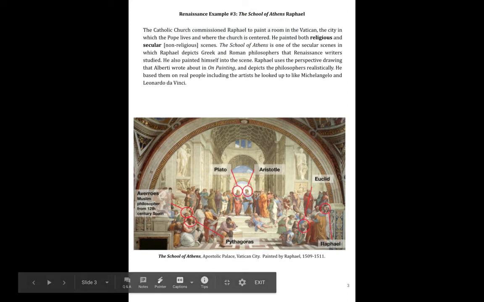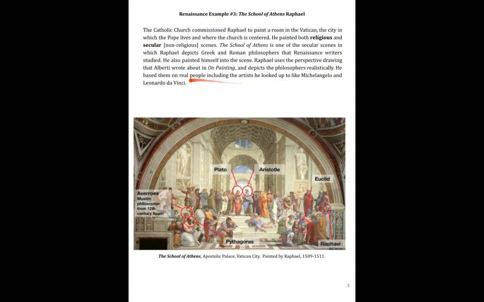So for each of these examples, read through the information on the top and then examine and read the caption below to understand a little bit about what is in this Renaissance example. So this is how we would go through this.